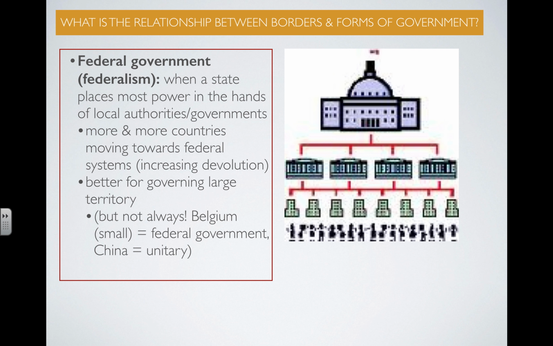It's increasingly becoming a thing of the past to have a unitary state government. What is far more common, essentially the way of the future, is a federal government. This here is what we have in the United States. This is known as federalism. And this is when a state, country, remember, when a state places most power in the hands of local authorities.